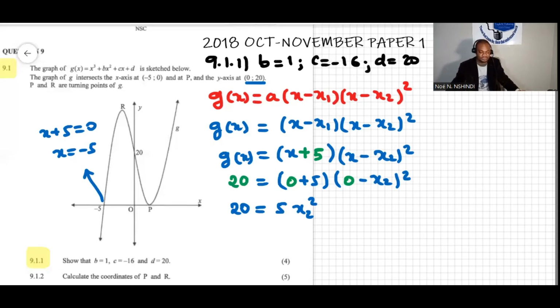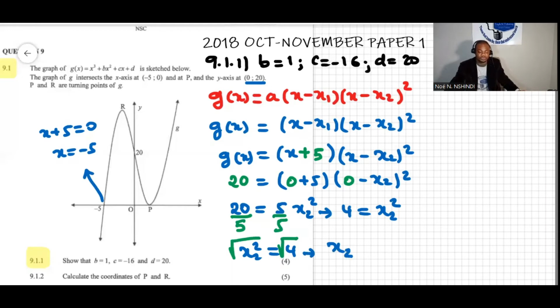Now, to find out what the value is, I can just divide both sides by 5. Divide by 5 both sides. And then this will make 4 equal to x2 to the power of 2. Now, we have x2 to the power of 2 equal to 4. To work this out, we can just square root both sides. Why square root? Because the square root will cancel this power of 2, and then x2 will be equal to plus or minus 2.